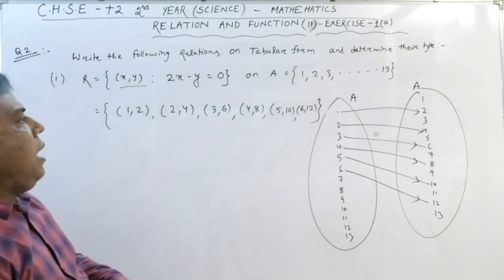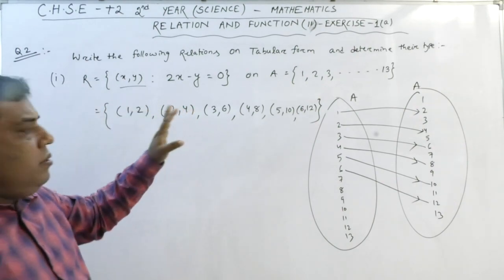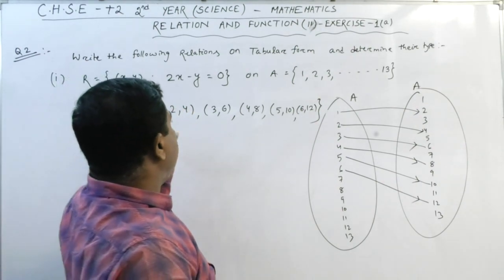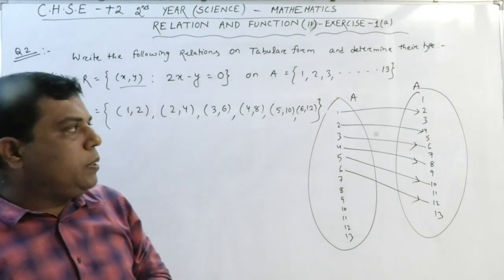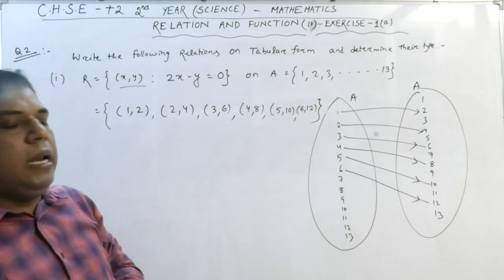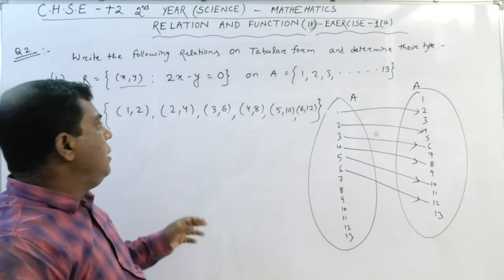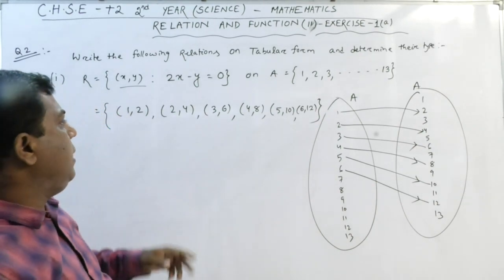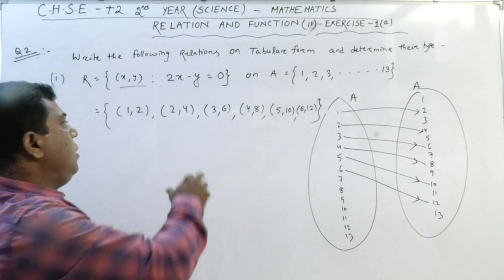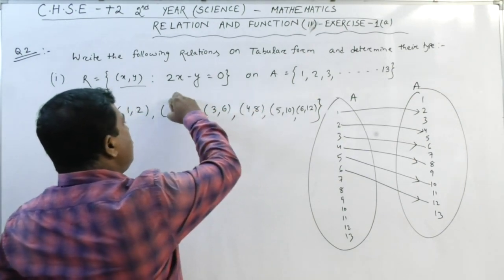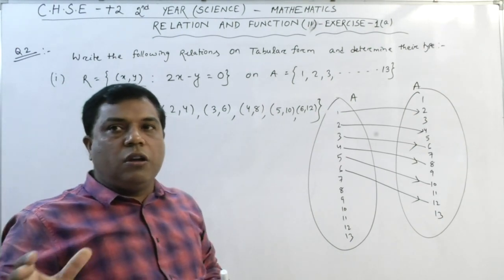So you see, now we are able to write the relation in what type of form? It is written in tabular form. And now you have to specify what type of relation it is. Is it reflexive? Clearly it is not reflexive. Is it symmetric? Clearly it is not symmetric. Is it transitive? It is not transitive. You can see, 2, 4 is there, 4, 8 is there. So we should get the pair 2, 8, but we are not getting such a pair. So it is not transitive.